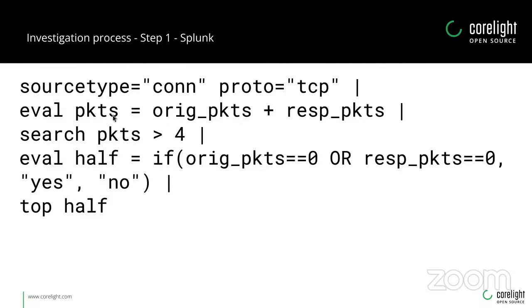And then we look for, like we said, sum of packets greater than 4, and half duplex will be when originating packets is 0 or resp packets is 0. And then we want to see what the percentage of that is. How many of these are broken versus how many of these are not broken.